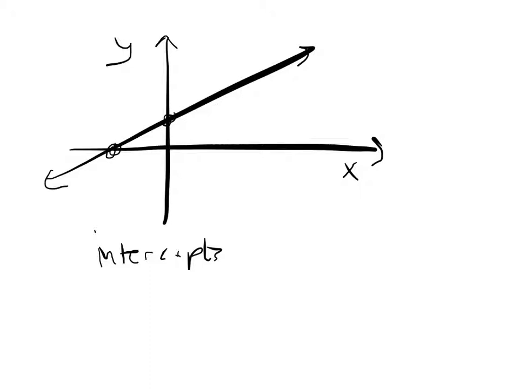So if you're going to graph a line, find and label the intercepts. How do you find those intercepts? Pretty simple. If you're finding an x-intercept, you let y be 0. If you're finding a y-intercept, you let x be 0. You plug in 0 for x or y and solve for the missing coordinate that you're trying to find for the intercept.